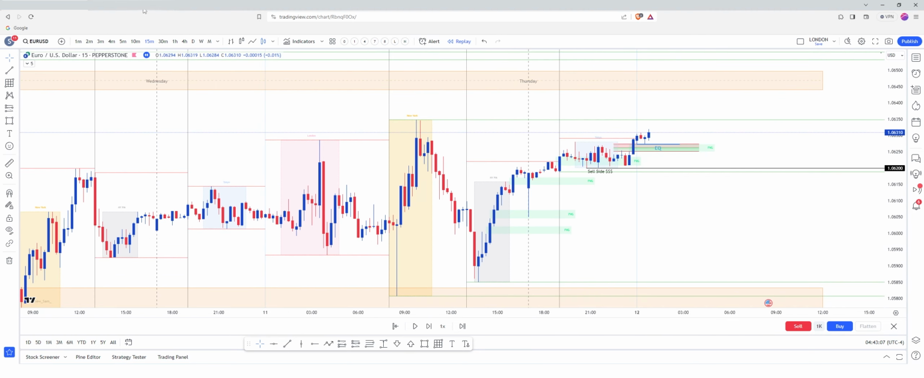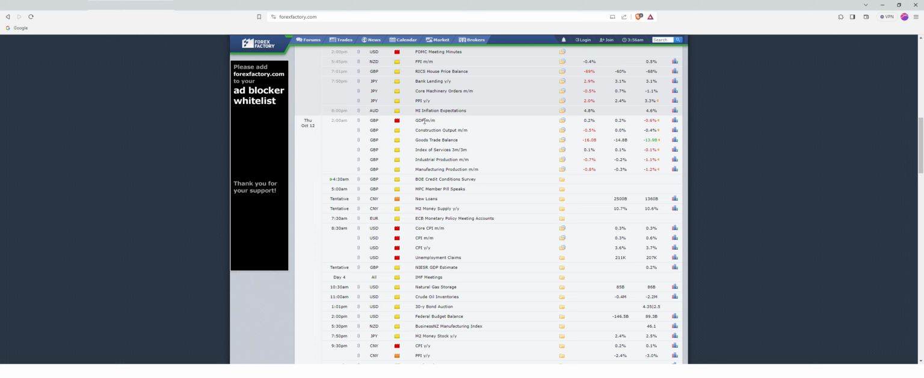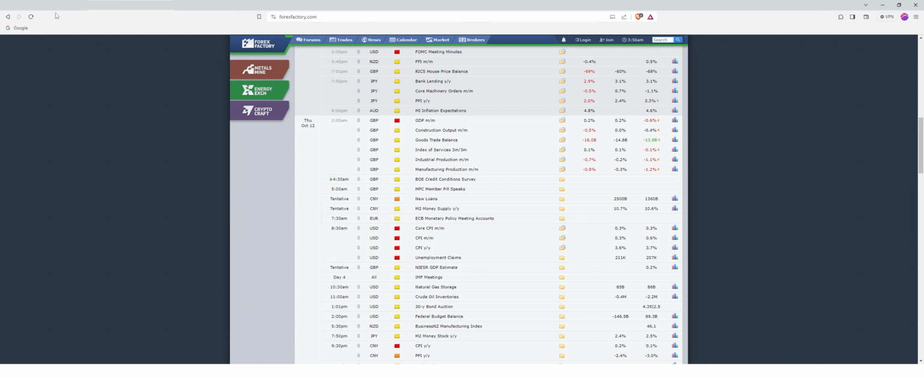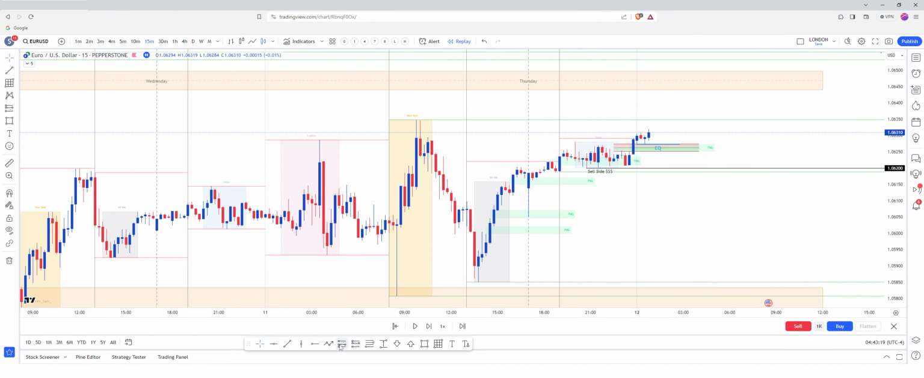Now we have got red folder news coming at 2 AM on the pound. Although this is not euro news, the pound news can affect the euro price. Therefore, I will not be taking trades between 1:45 through to 2:15. So I don't trade 15 minutes either side of the news.